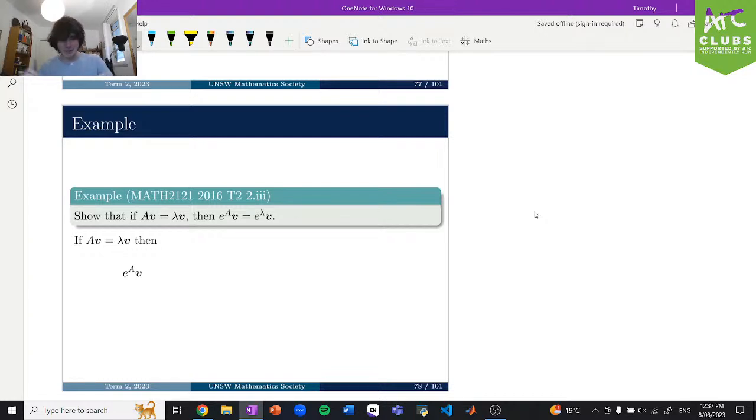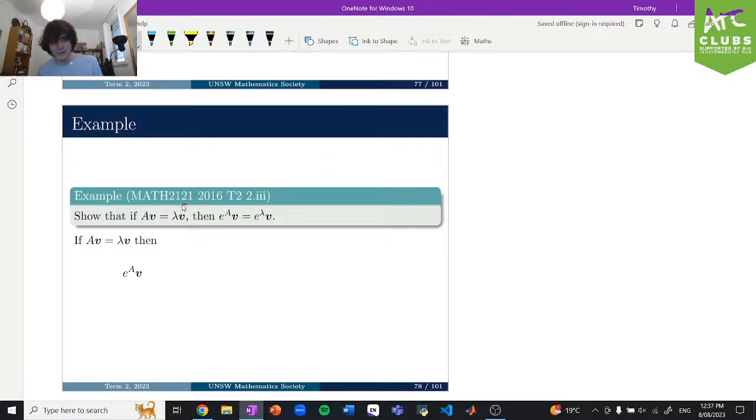So let's do this. Show that if AV is equal to lambda V, then e to the A times V equals e to the lambda times V. This is a truncated way of showing why we care about matrix exponentials in the first place, and it leads into our idea of diagonalization, which is going to be really nice. Now, in order to prove this, we're going to have to use two things.